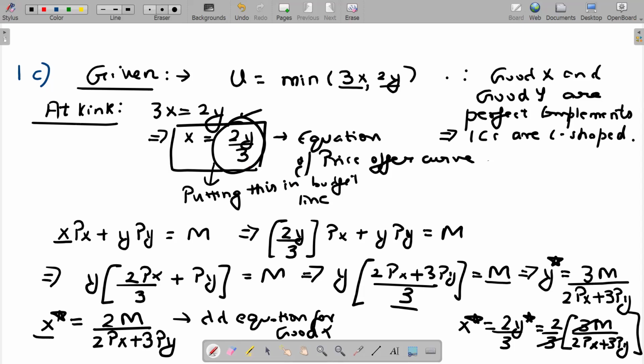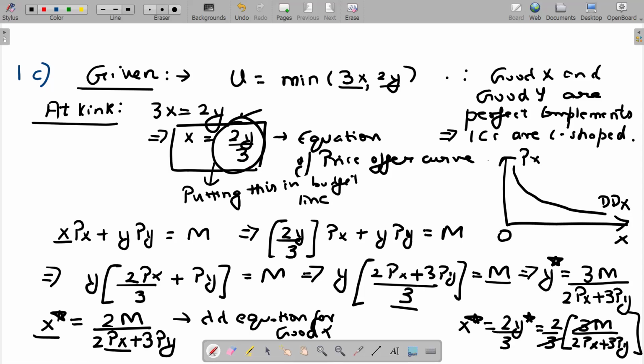And you can see that x and px are inversely related. So if I plot the demand curve, it looks like this. X, price of good x, if I plot it, it looks like this. This is my demand curve for good x in case of perfect complements.